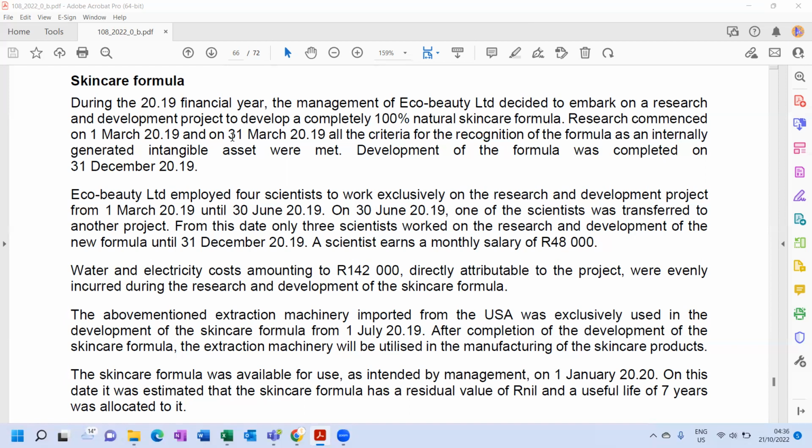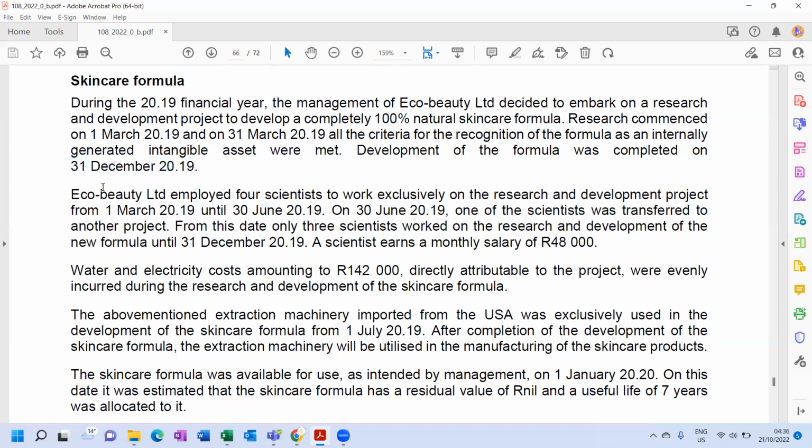What's very important is that they like to use the beginning of the month together with the end of a month. So just make sure you get your dates straight. So for example, 1 March to 31 March is 1 month that it was in the research phase. So basically from 31 March, which means from 1 April, effectively, we will start capitalizing all costs. Okay, and the development was completed on 31 December 2019.